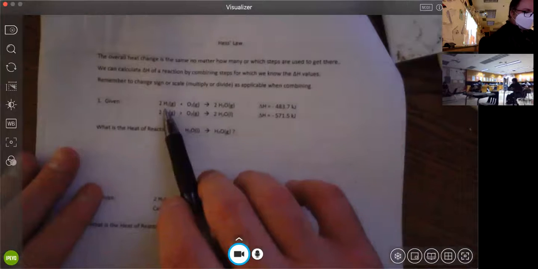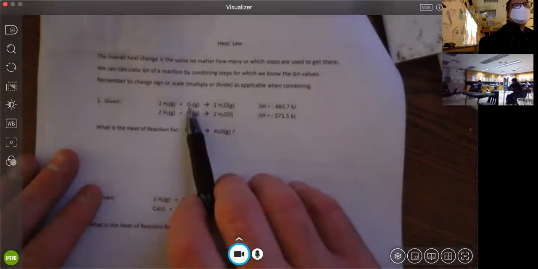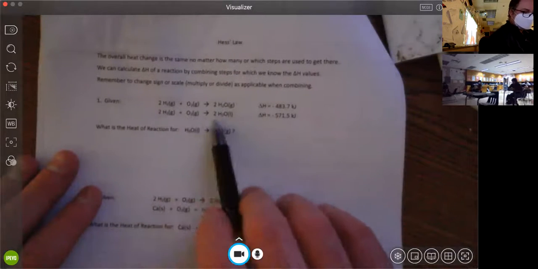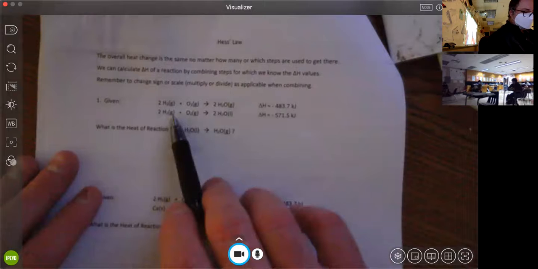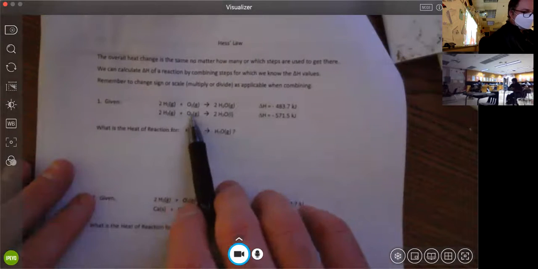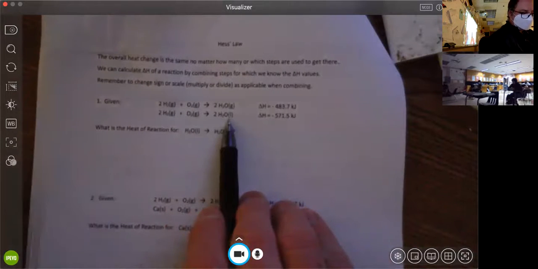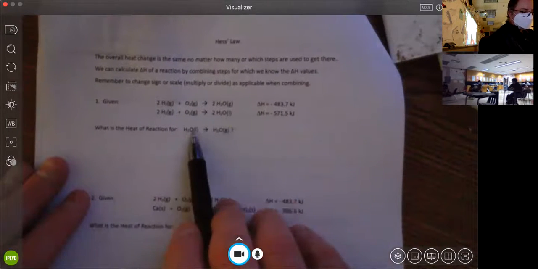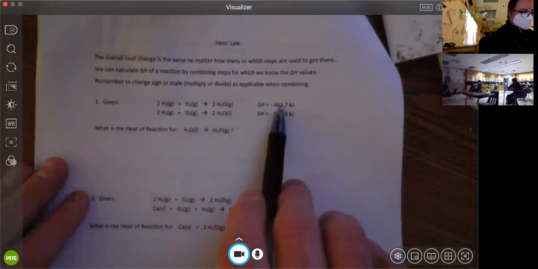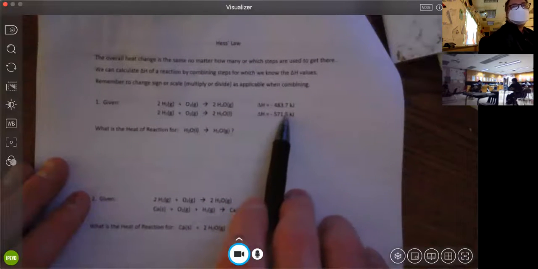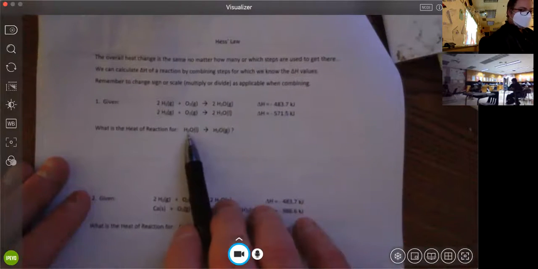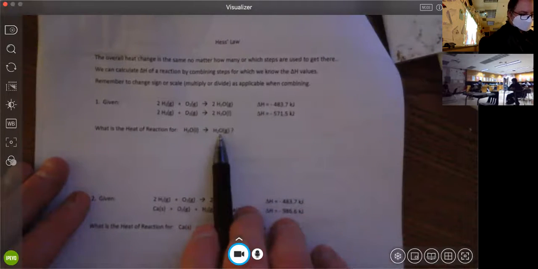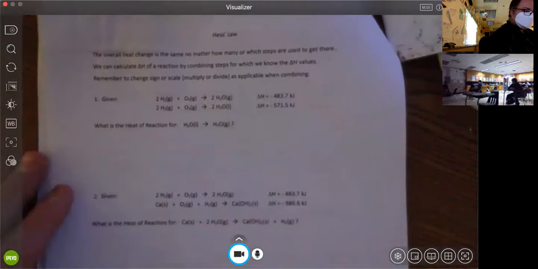So we know that we could take hydrogen and combust it in the presence of oxygen to get H2O gas. And we know we could take hydrogen and oxygen and combust it and get H2O liquid. So can we figure out, by knowing the amount of energy it takes to do each of these individually, how much energy it would take to go from liquid to gas? Well, the answer is yes.